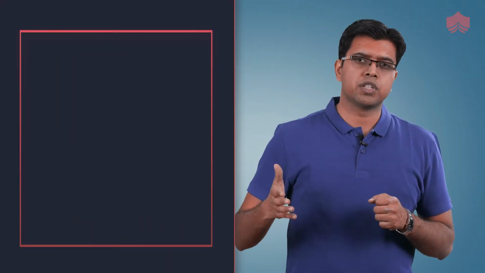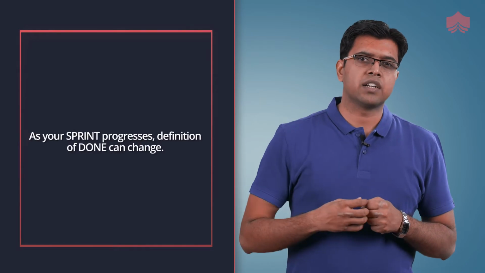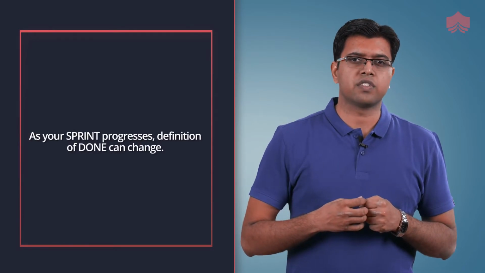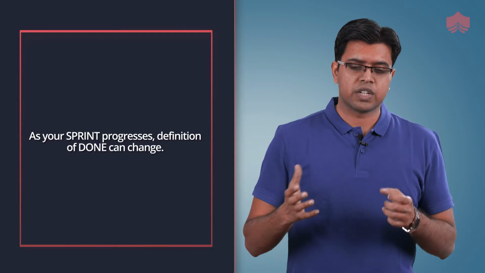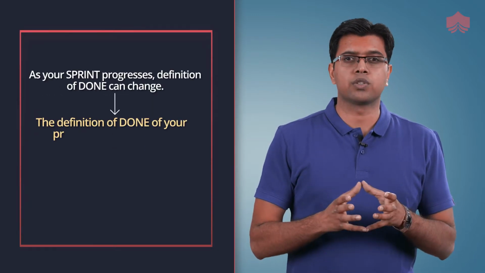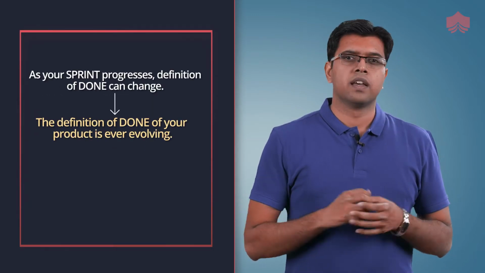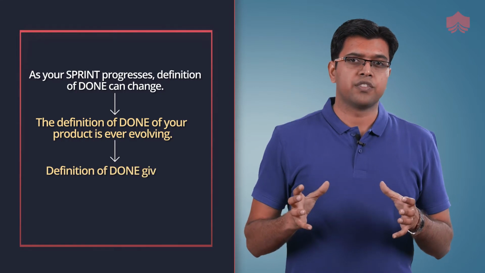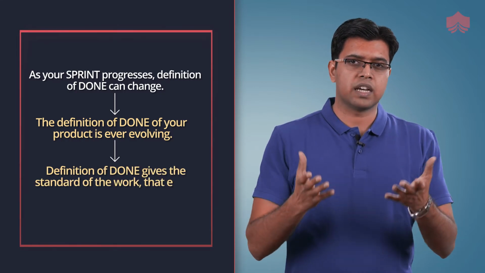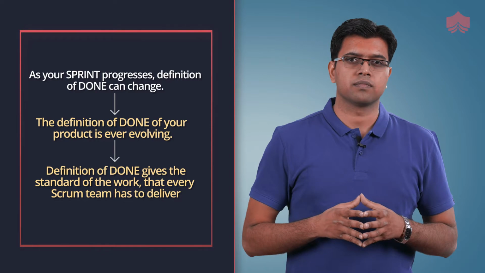But when is the definition of done really done? During your first sprint, when you plan the definition of done for the very first time, you may have just a few notable factors that you want to involve. But as your sprints progress, more feedback gets added through your retrospectives, and your definition of done can actually change. So the definition of done of your product is also ever evolving. This ever evolving artifact gives you the standard of the work that every Scrum team has to deliver.